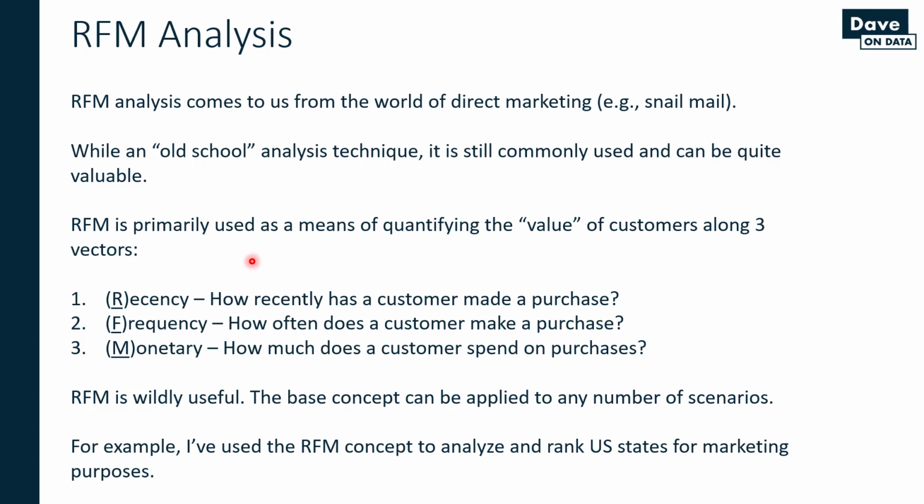You use it primarily as a way of quantifying the quote unquote value of your customers. And usually you use three vectors, right? RFM, you have three vectors. R stands for recency. How recently has a customer made a purchase? Frequency, F. How often does a customer make a purchase? And M, monetary, how much does a customer spend on purchases?